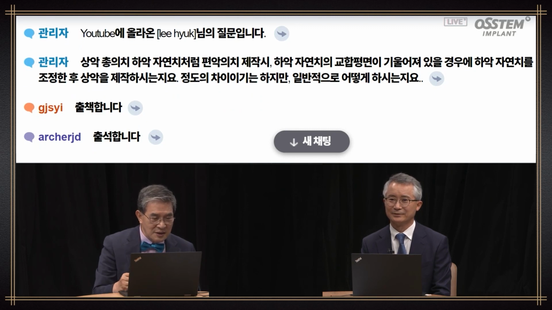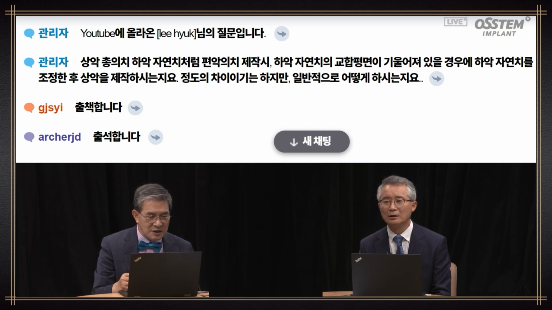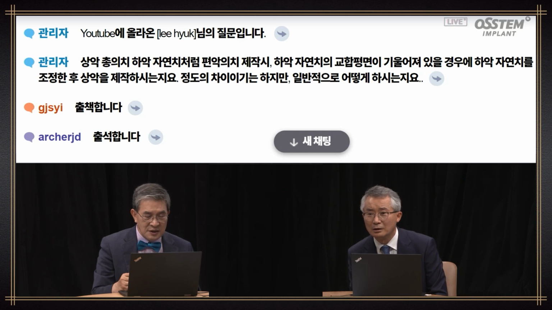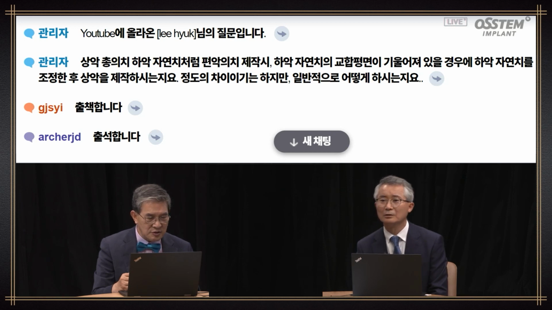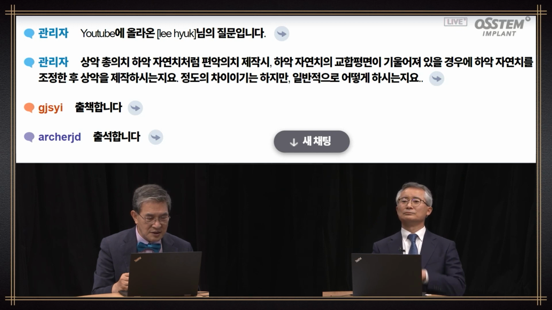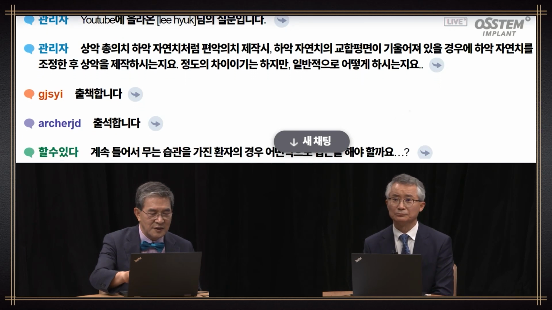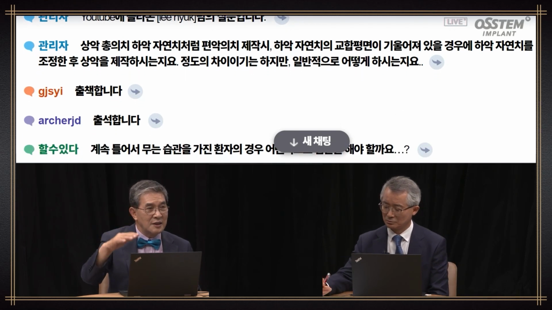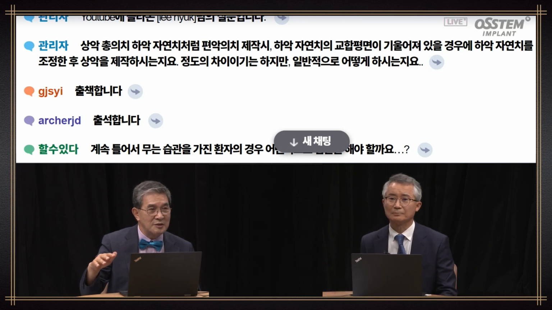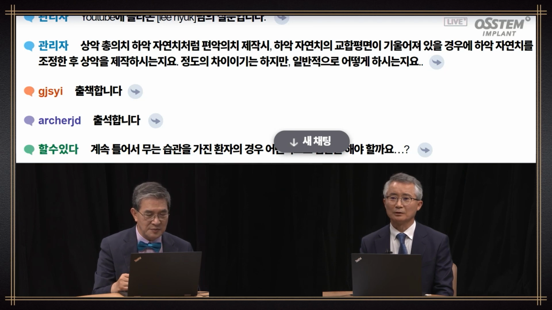This is a question from Mr. Lee Hyuk on YouTube. If the patient has a full denture in the upper and natural teeth in the lower, and there's canting in the lower natural tooth occlusal plane, do you adjust the natural teeth first and then fabricate the upper? There may be differences in terms of significance, but in general, how do you do it? The upper is a full denture and the lower is natural teeth. Do you do lower dentition adjustment first?